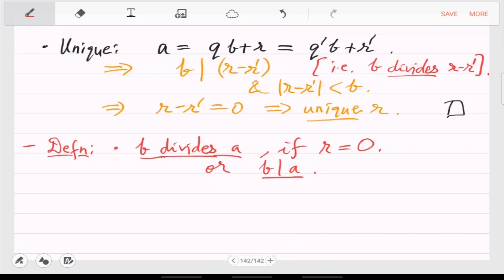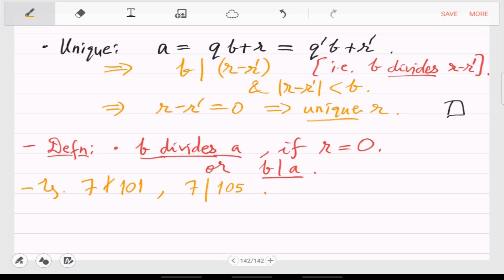Right, so example is: does 7 divide 101? It should not, so we write like this. Does it divide 105? Yes, so we write like this. Okay, so the first one is not divides, the second one is divides.